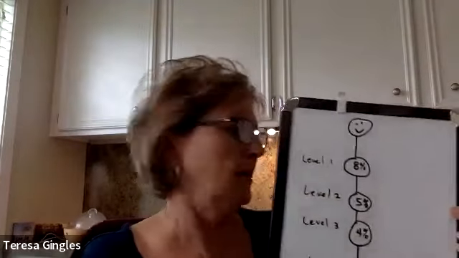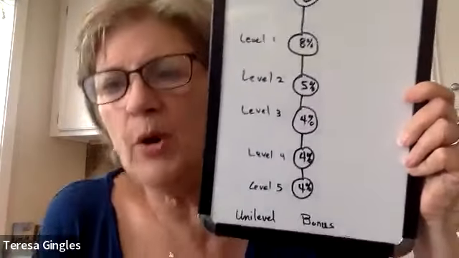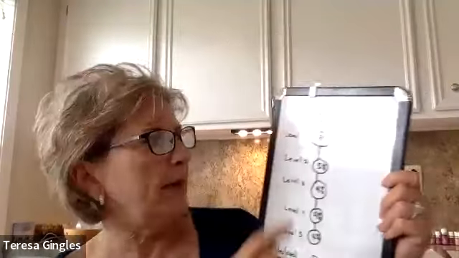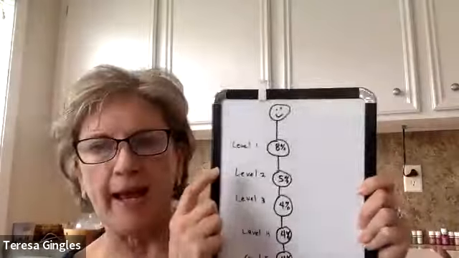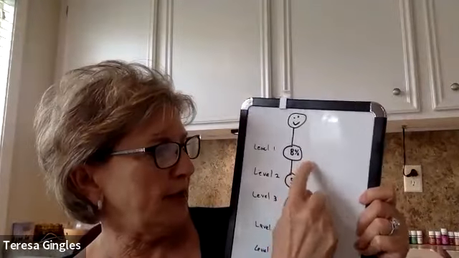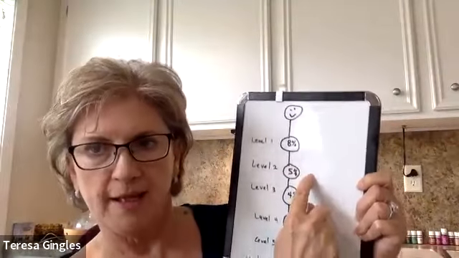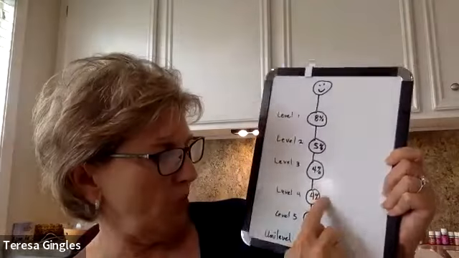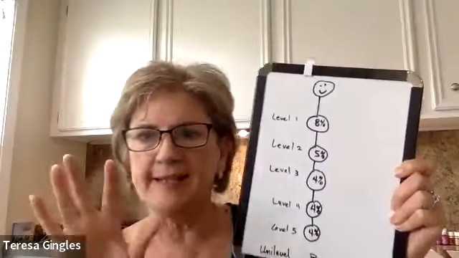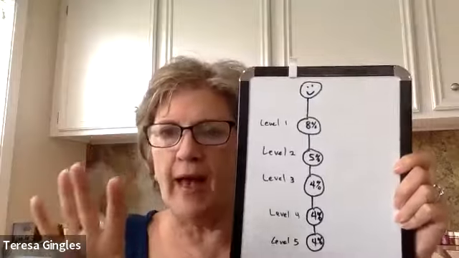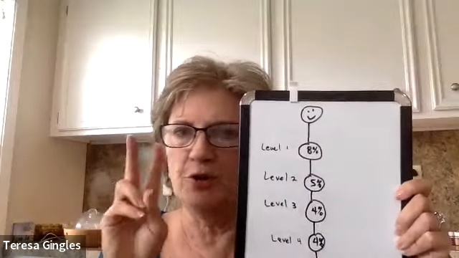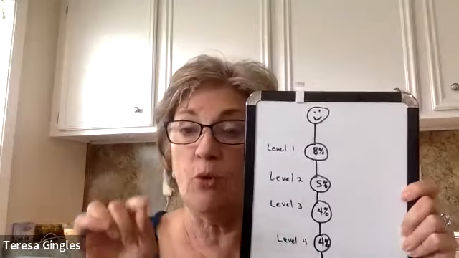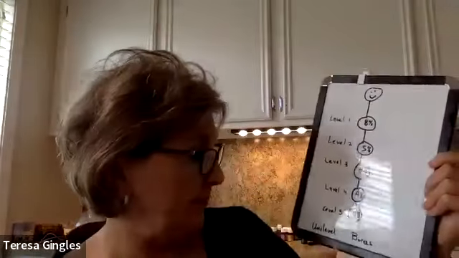I got it. We have a unilevel bonus here. So that means the first 5 levels down, this is how you get paid. Level 1, you get 8%. Level 2, you get 5%. Level 3, 4, 4, and 4. So that's the unilevel bonus, the first 5 levels under you. Level 1, you always get 8%. Level 2, you get 5%. Level 3, 4, and 5, you get 4%. So that's what's called the unilevel bonus.